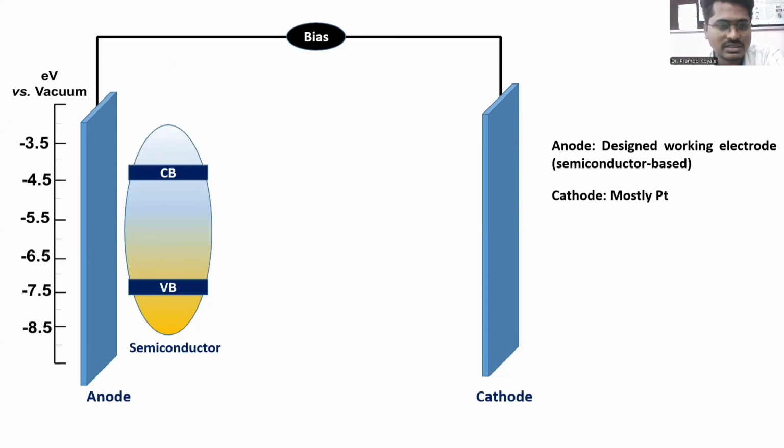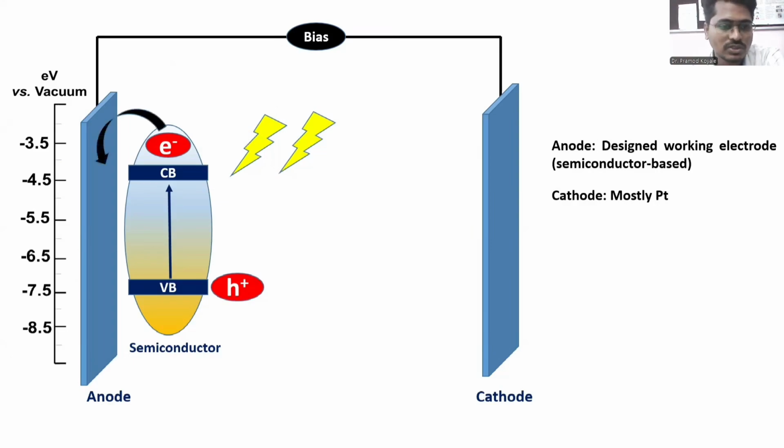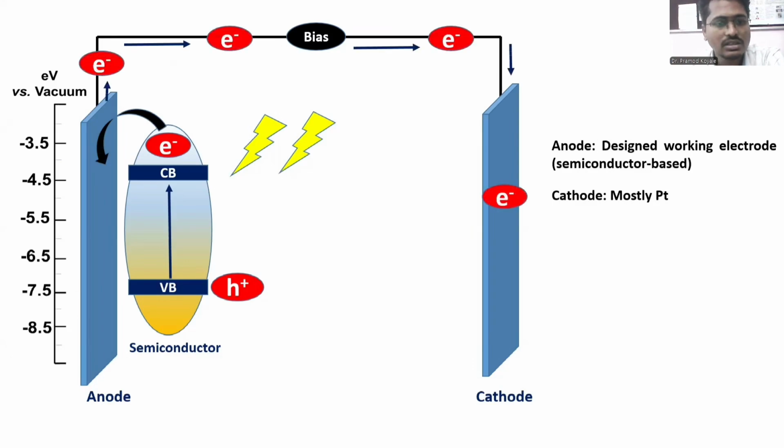Whatever the sunlight energy incident on the semiconducting material, there is an absorption of that sunlight by the semiconducting material. So photo-generated charge carriers are obtained. These photo-generated charge carriers are nothing but the electrons and holes. So the electrons generated get excited towards the conduction band of the material, leaving the holes at the valence band. These electrons, generated due to the sunlight absorption, are supposed to transfer from the anode to the cathode by means of the substrate and then the external circuit.